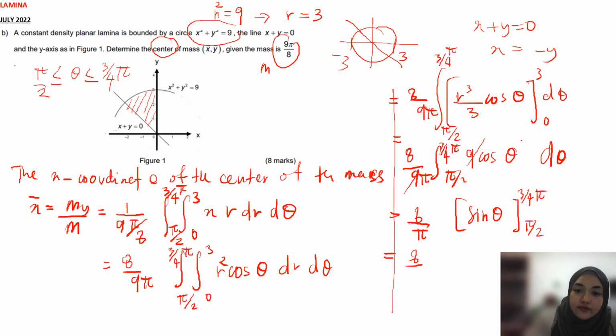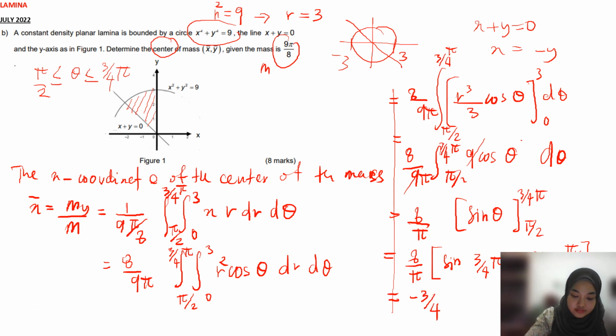So 8 over pi, and then you substitute sine 3 over 4 pi, minus sine pi over 2. Then you have to simplify this one. As you simplify, you will get negative 3 over 4. So this one is for the x coordinate. Continue for the y coordinate.